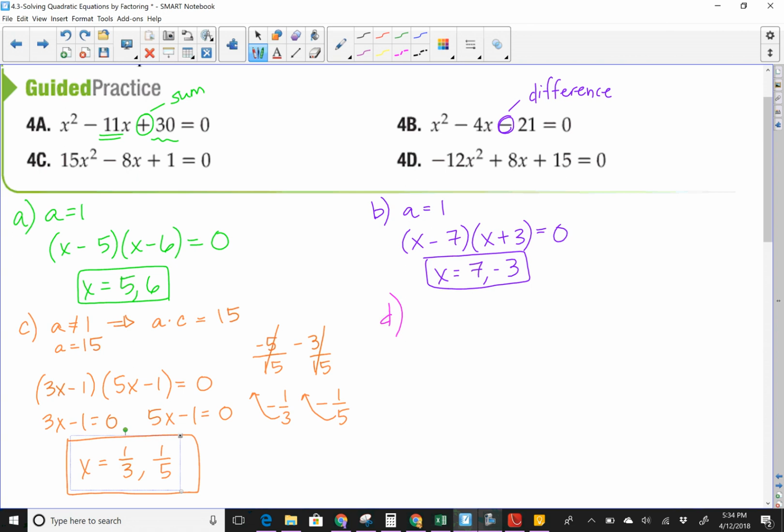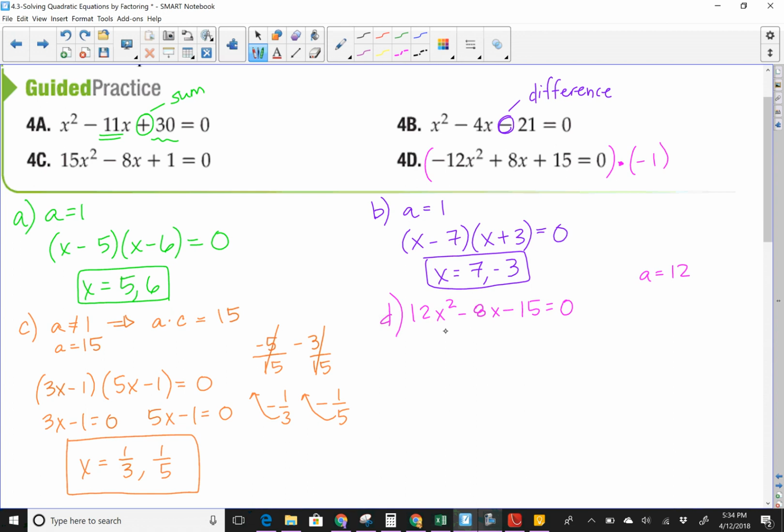A times C. Now, first off, I would not ever try to factor if A is negative. So I'm going to multiply everything by negative 1. That's going to give me 12x squared minus 8x minus 15 equals 0. Okay, A is not 1. A is equal to 12, which is very important.